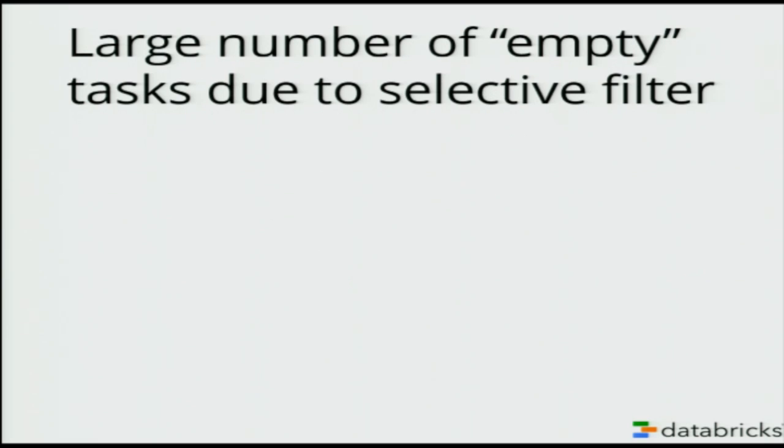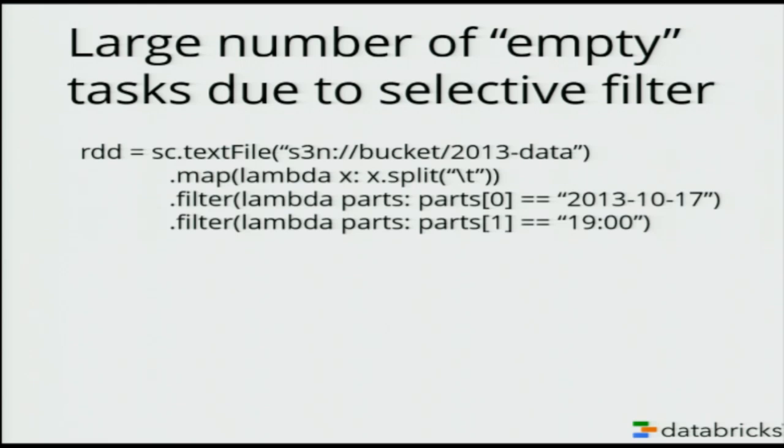Another issue I've seen is having a large number of empty tasks. You start with a big data set, you do a high selectivity filter, and then you have a bunch of null tasks where the filter didn't actually return anything. A good example is I start with some S3 data set, I split out the fields, and it's a whole year's worth of data, but I'm only selecting one day, October 17th, and one particular hour. If the underlying data set has maybe 10,000 partitions, your data probably is only in 2 of the partitions, depending on whether the data set is sorted or not.